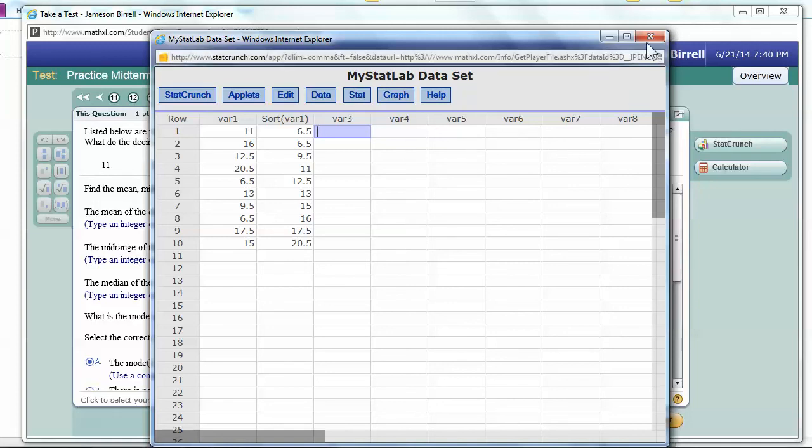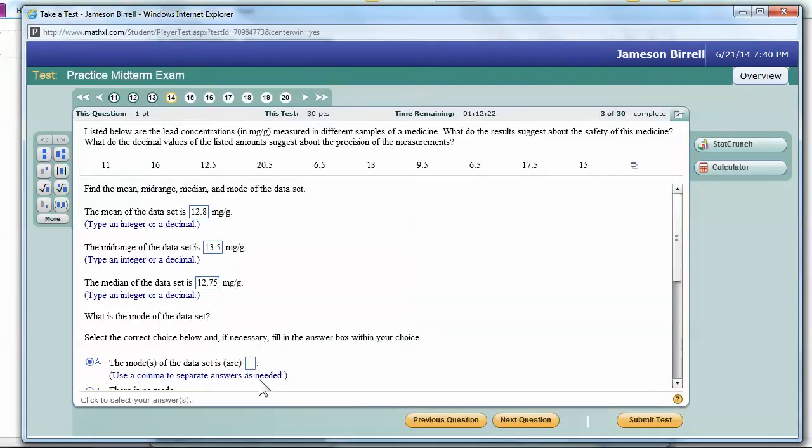Alright, the mode, most frequently occurring data value, 6.5. Again, we saw it without sorting it. We saw it with just using the function, the command.